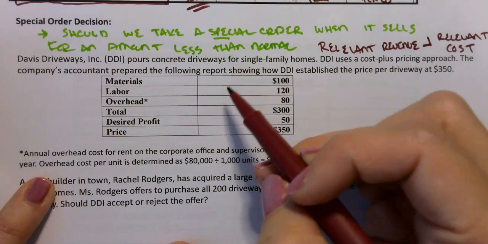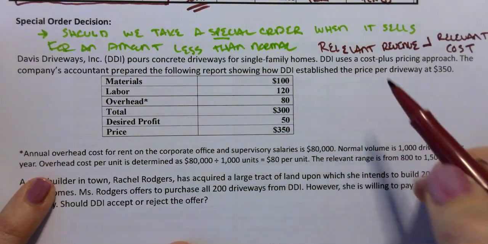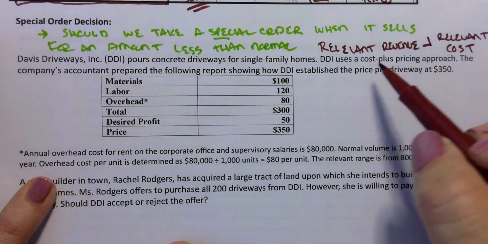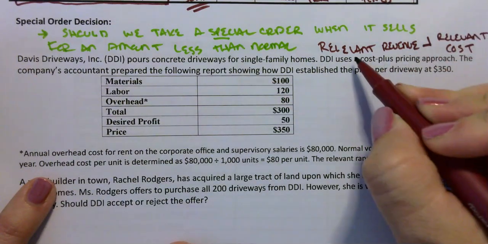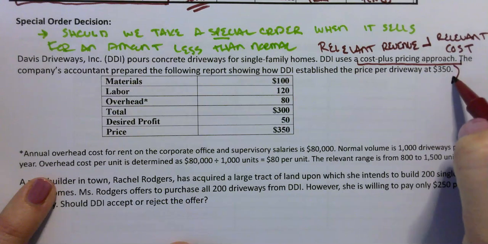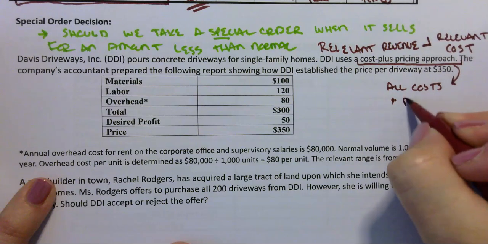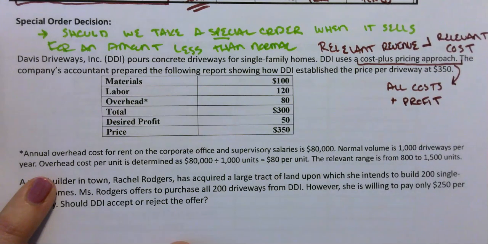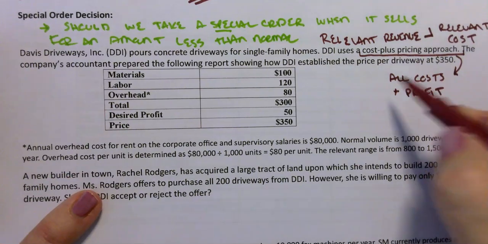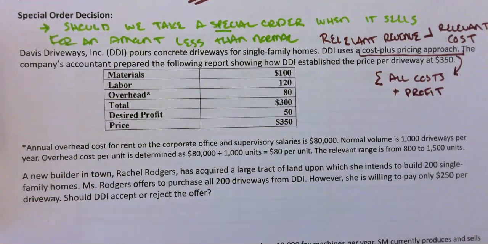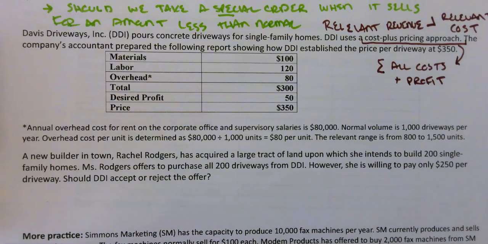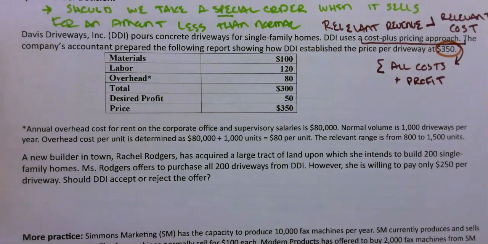Davis Driveways pours concrete driveways for single-family homes. DDI, the Davis Driveways, uses a cost-plus pricing approach. Maybe you've heard of that before. That just means you take all of the costs incurred to produce something and add a little bit extra of profit. Usually it's a percentage, like 10%, or maybe just $10, but you gather up all the costs, sum them all up, and then add a little bit of profit on top. The company's accountant prepared the following report, and they established the price per driveway to be $350, and that's what they're willing to charge their customers.